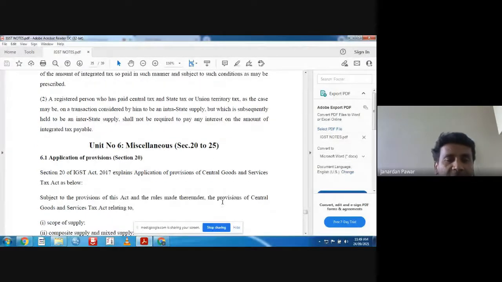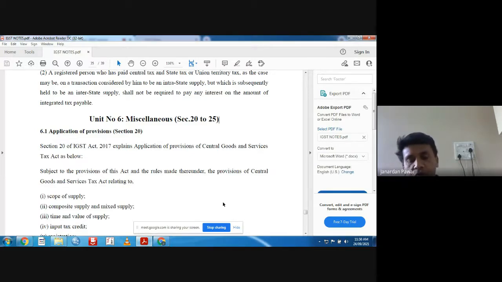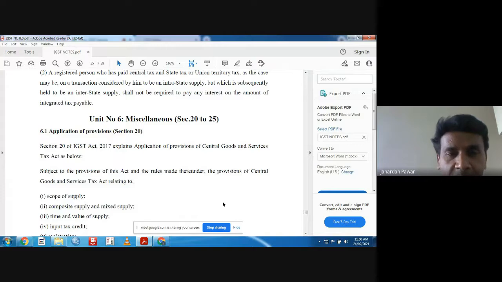Just look at this, what we are going to see here. In this first provision, that is Section 20, we are going to talk about application of provisions, how the provisions are applied, and what are the conditions to apply those provisions. Those also we are discussing here. So just go through these provisions, which are basically made for topic number 6, which is miscellaneous. There are 6 provisions, and we are going to see them one by one.